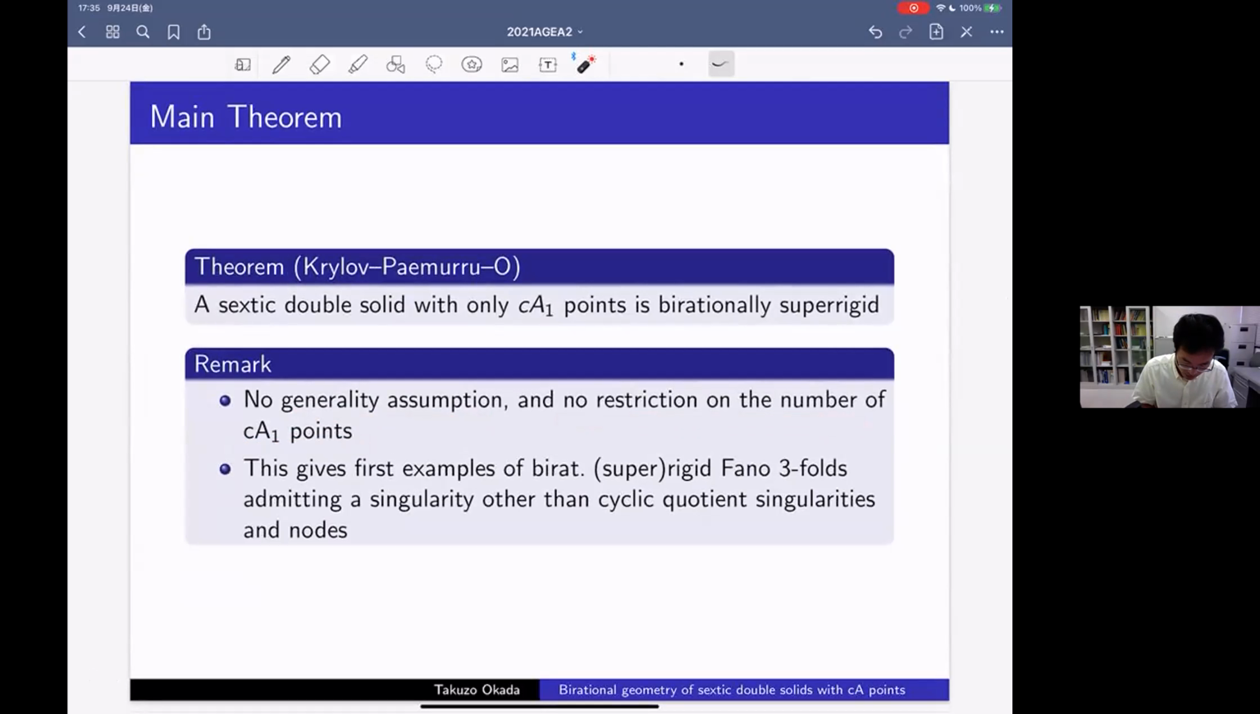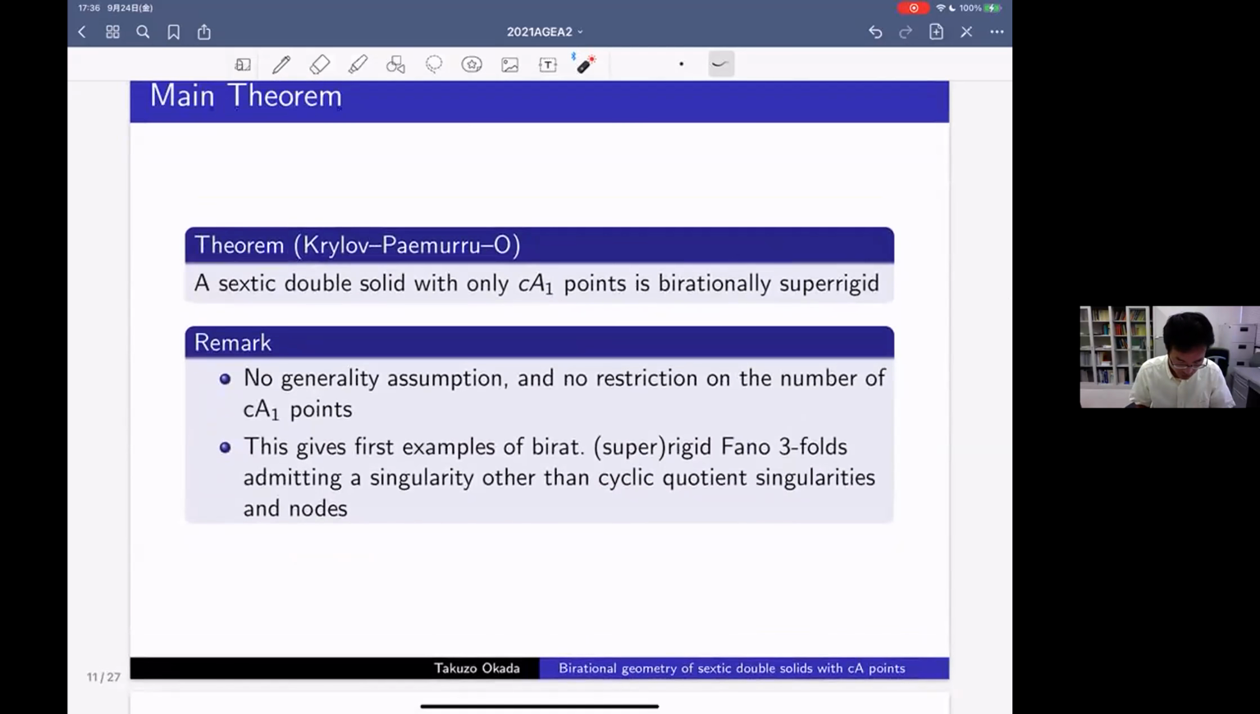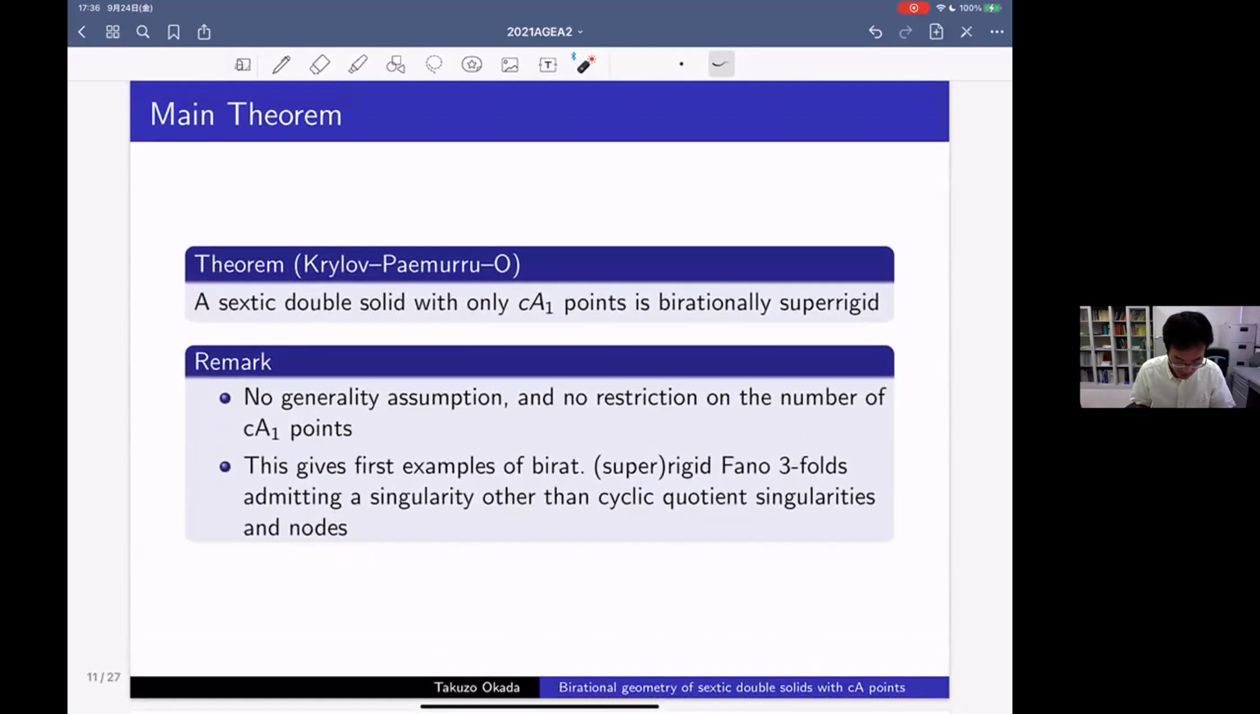And second, as far as I know, this theorem gives the first examples of birationally superrigid Fano threefolds admitting a singularity other than cyclic quotient singularities and nodes. These are the remarks. Okay, so this is today's main theorem.